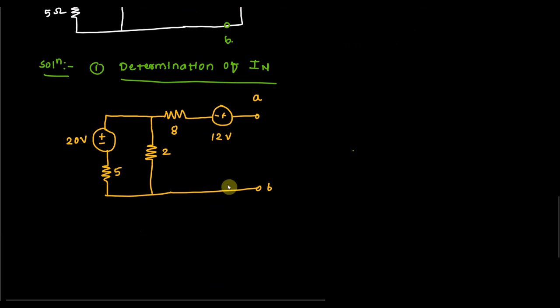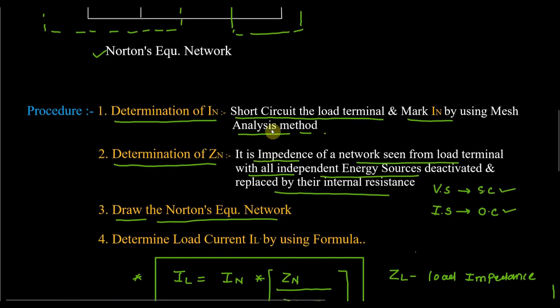Now, according to Norton's theorem, when we have to calculate the IN, you have to short circuit the load terminal. So this is your load terminal AB. So short circuit that. You simply put one line there. So that is a short circuit. Mark the current there. Here is IN, and I assume that the current flows from point A to B. So what we have done in the first step: short circuit the load terminal and mark IN.